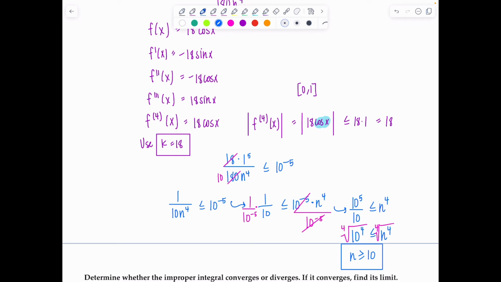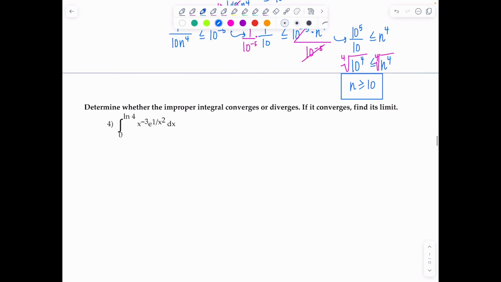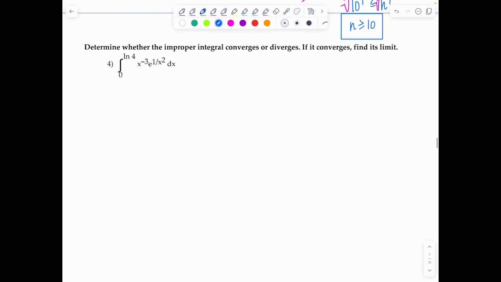Okay, time for some improper integrals. So determine whether the improper integral converges or diverges. If it converges, find its limit. So first thing we need to do is rewrite this improper integral using a limit.